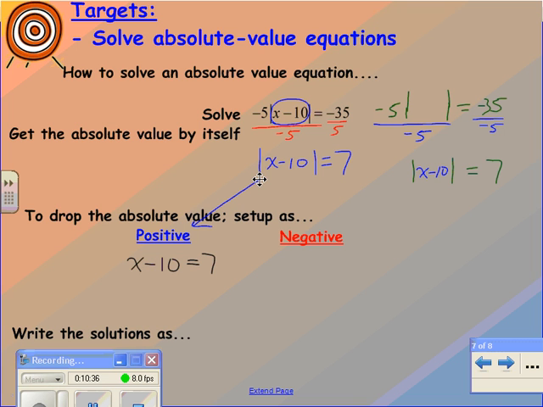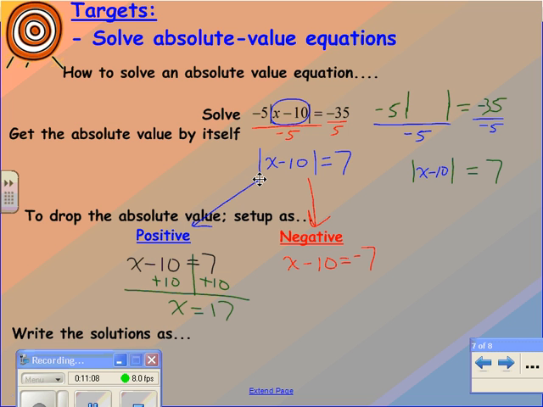And then I'm going to rewrite it again to drop the absolute value sign. And I'm going to write this as x minus 10 is equal to negative 7. So I have to write it one with the positive 7 and again with the negative 7. So I do the math here. My algebra, I'm going to add 10 to both sides, add 10 to both sides here, and I'm going to get x is equal to 17. So there's one of my answers.